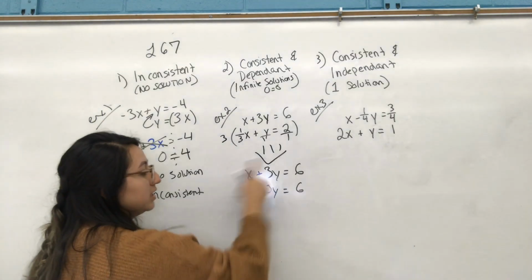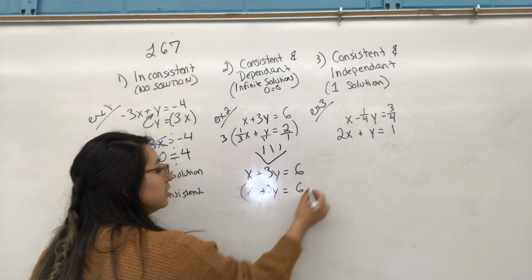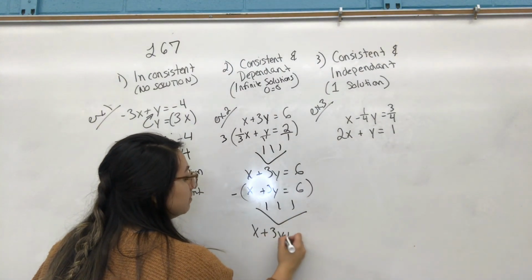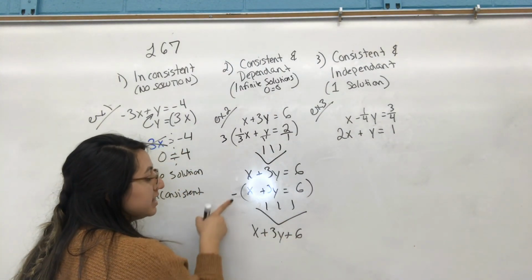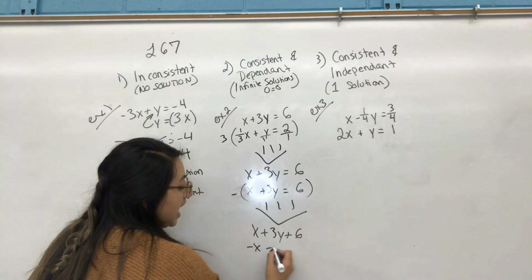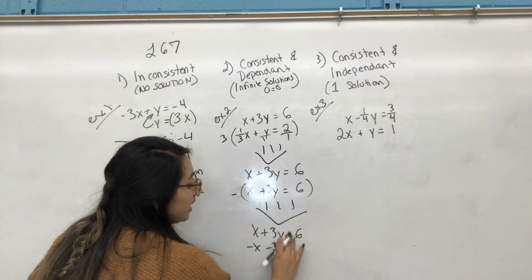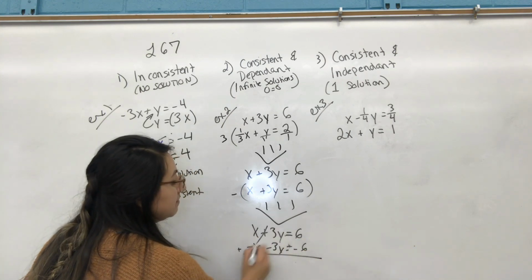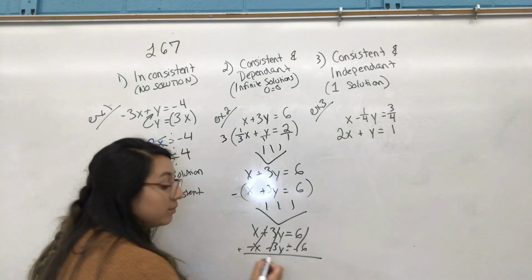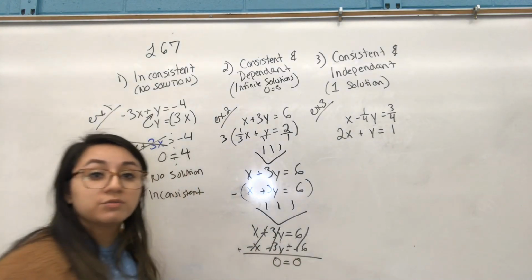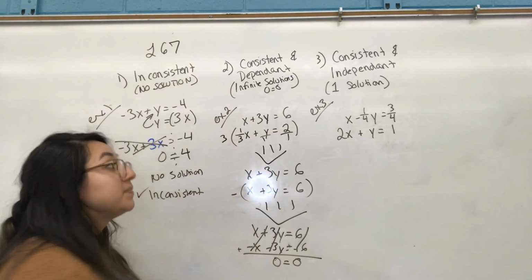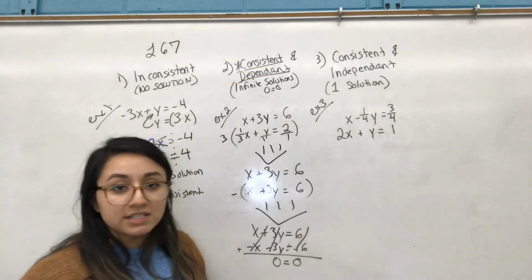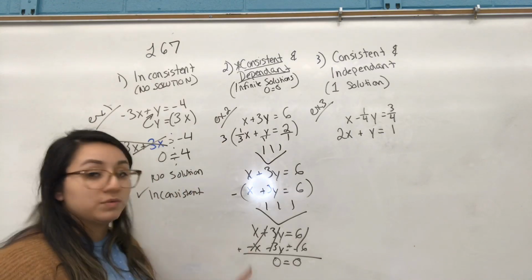Next step, you're trying to get rid of a variable. So to get rid of a variable, go ahead and multiply the bottom by negative. So I have x plus 3y equals 6. This stays the same. Now the second equation, I'm applying the negative. I get negative x minus 3y equals negative 6. If you notice here, when you're adding them, they all cancel out. When they all cancel out, you have 0 equals 0. When you have 0 equals 0, you end up with a solution called consistent and dependent. So that means there are two names for this one answer.